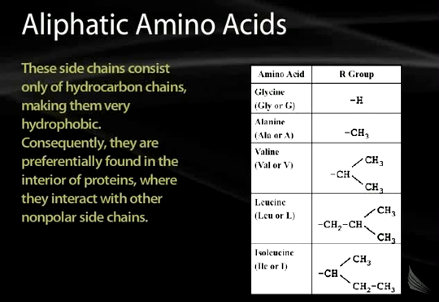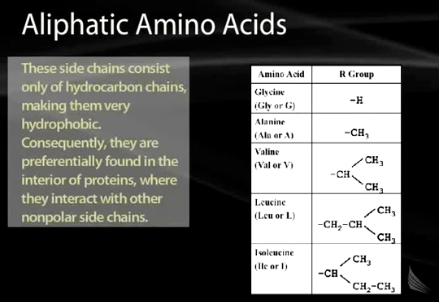Now, in the aliphatic amino acids, the side chains consist of simply hydrocarbons, and this makes them very hydrophobic. When we say hydrophobic, we mean that these are things that don't interact very well with water. And so they tend to aggregate with other hydrophobic things rather than interacting with polar things or with water. A consequence of this is that the amino acids with these side chains are preferentially found at the interior of proteins, where they can interact with other nonpolar side chains, and not on the surface of proteins, where they would be forced to interact with water.